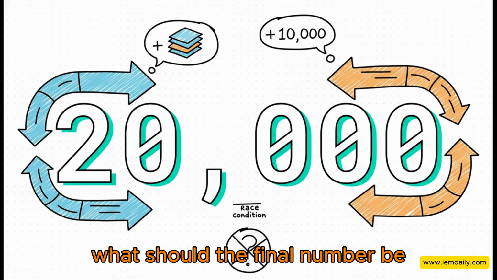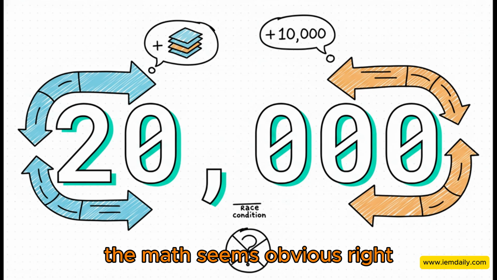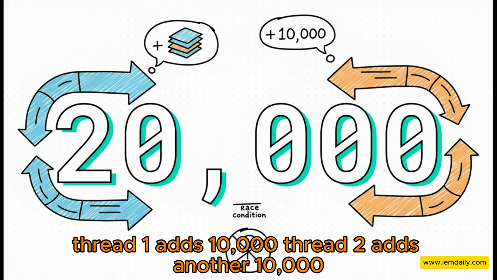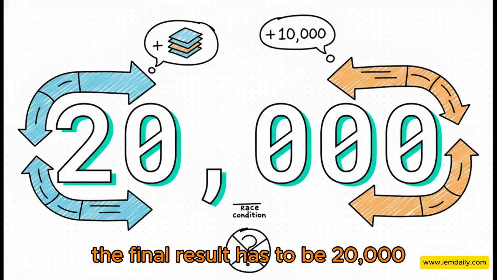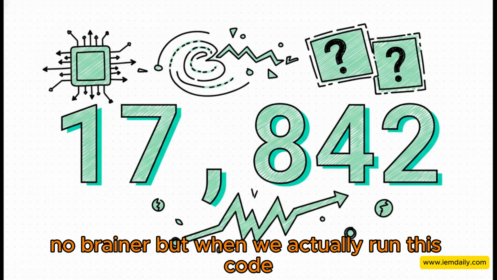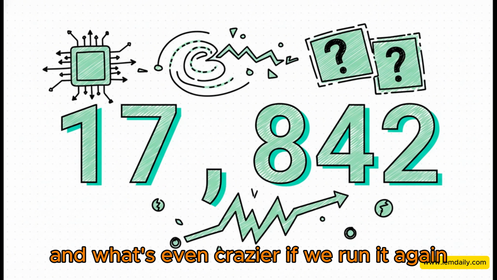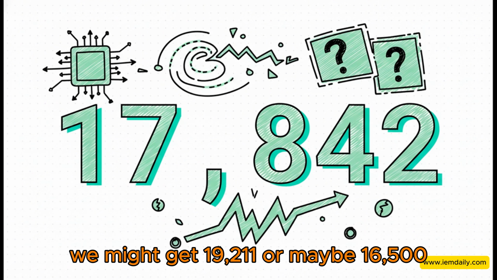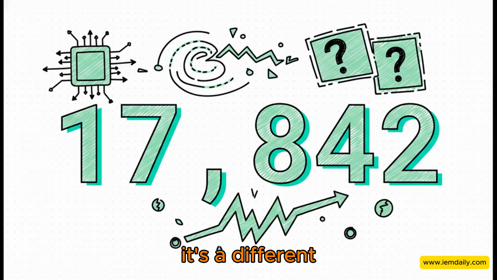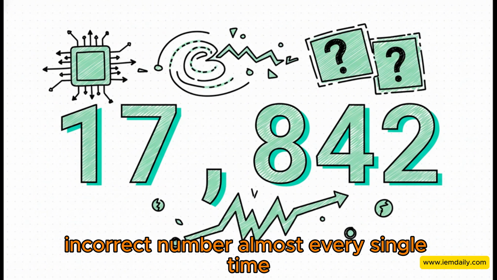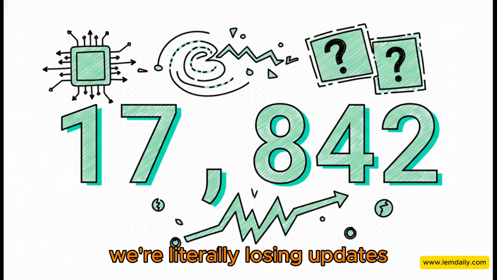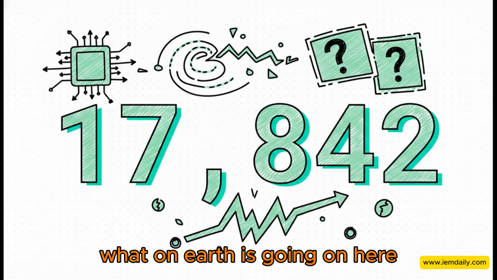So logically, what should the final number be? The math seems obvious, right? Thread 1 adds 10,000. Thread 2 adds another 10,000. The final result has to be 20,000. No brainer. But when we actually run this code, we get a weird result, like 17,842. And what's even crazier, if we run it again, we might get 19,211, or maybe 16,500. It's a different, incorrect number almost every single time. We're literally losing updates. What on earth is going on here?